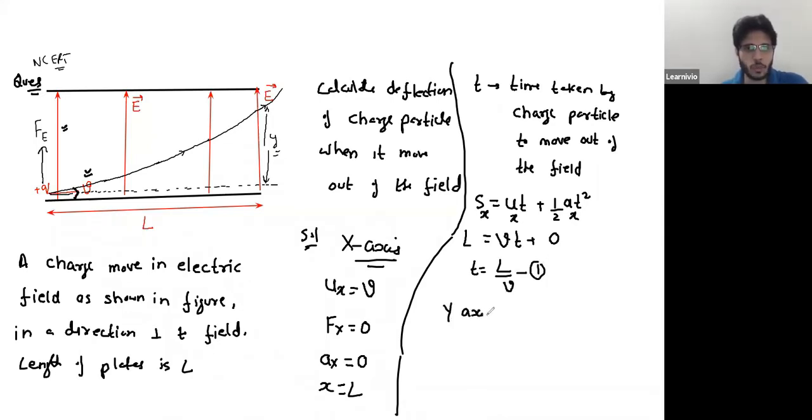Okay, if we take motion along the y-axis, Fatima, what is the initial velocity of the charged particle along the y-axis? Can you guess the initial velocity along the y-axis? 0. Why is it 0? Because it starts from the.